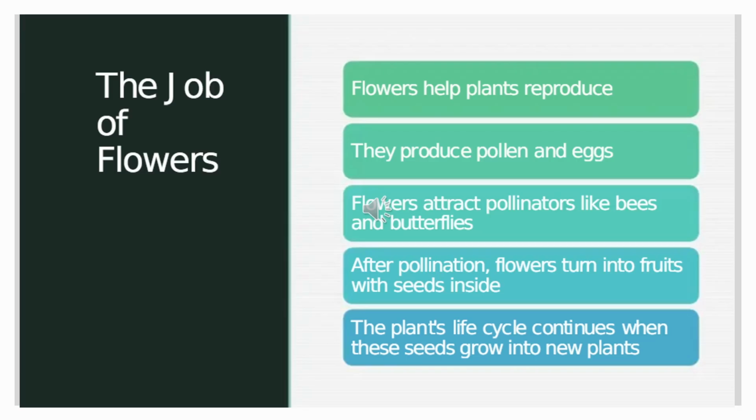Now, flowers actually help the plants to reproduce. They produce pollen and eggs. Flowers will attract pollinators like bees, butterflies. Once the pollination is done, the flowers will turn into fruits with the seeds inside. Now this plant's life cycle continues when the seeds grow up into new plants.